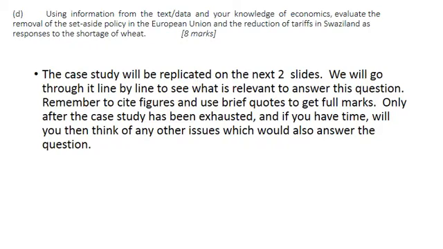Only after the case study has been exhausted, and if you have time, will you then think of any other issues which would also answer the question. But I don't want to be absolutely dogmatic about this. If you're going through the case study and other thoughts pop into your mind of how this might relate, then by all means include them at that point. But keep going through the case study until you've exhausted it.